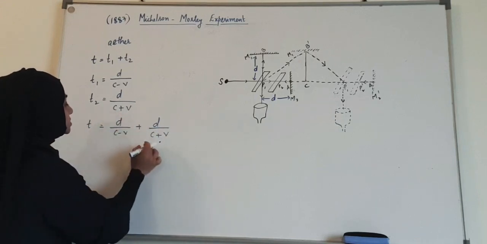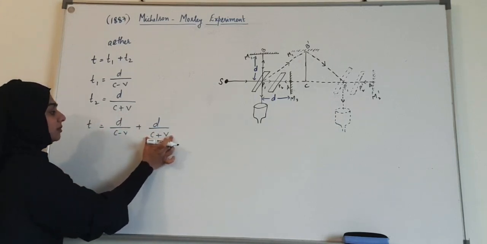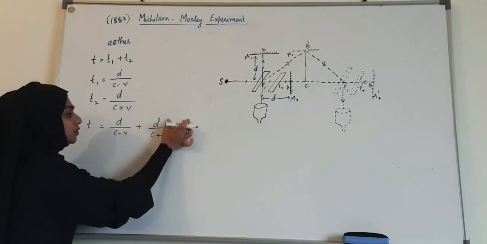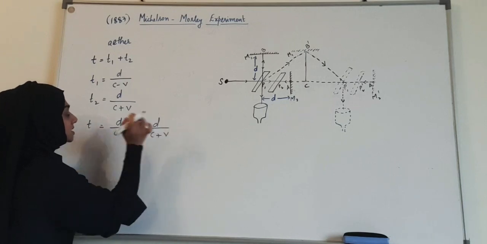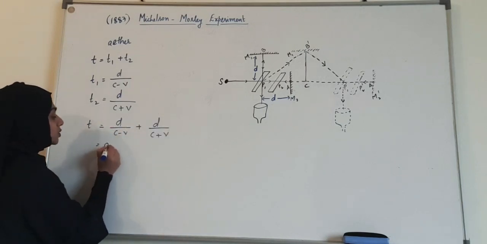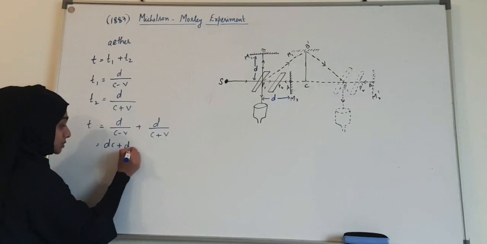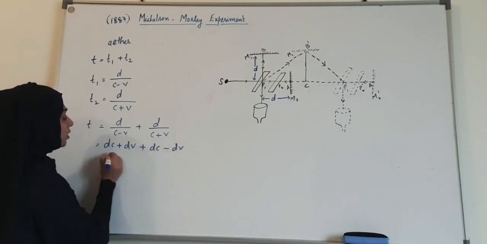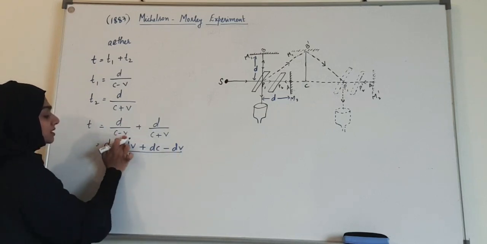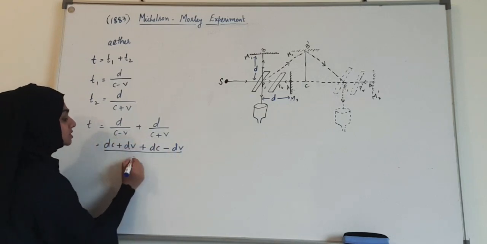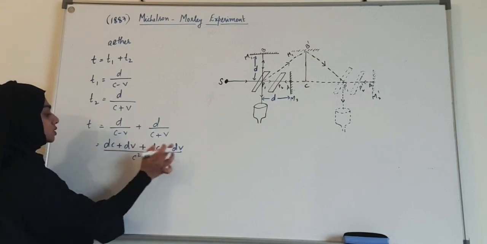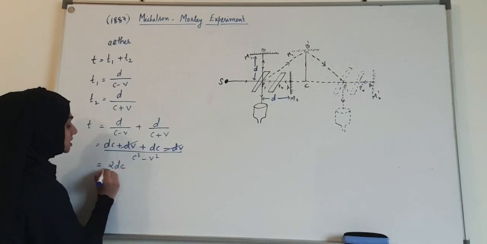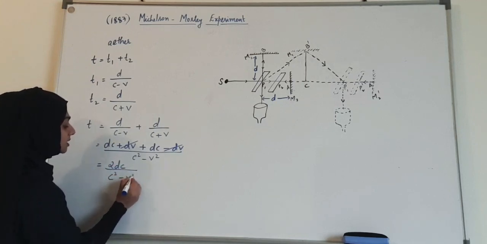So when we add these two, for that let me multiply both numerator and denominator by c plus v, and here again both numerator and denominator by c minus v. So this is equal to d times c plus d times v plus d times c minus d times v, whole divided by c minus v times c plus v, which is c square minus v square. So you will get this cancel. So this is equal to 2 times dc divided by c square minus v square.